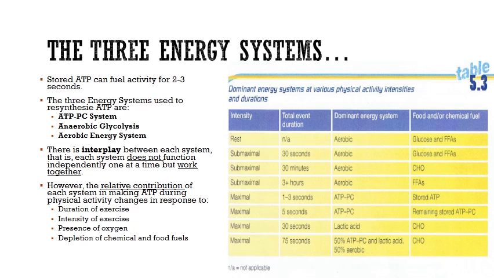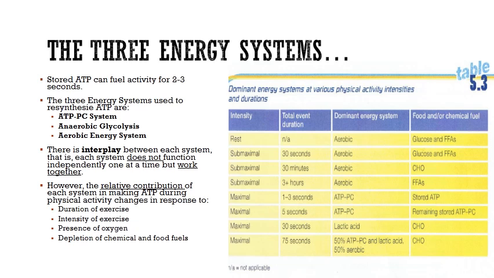So in part 2 of our Food, Fuels and Energy Systems PowerPoint, we're going to focus just on our energy systems. And we have three main energy systems that we use to make ATP, being the ATP-PC system, anaerobic glycolysis, and then also the aerobic energy system.